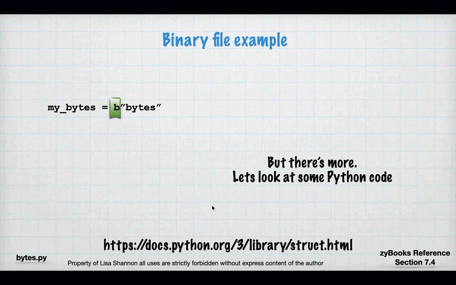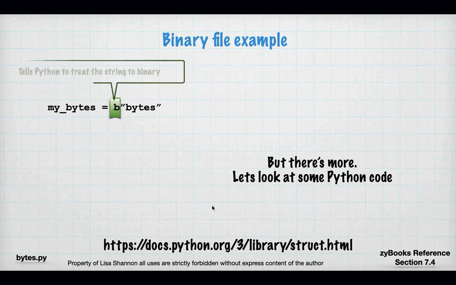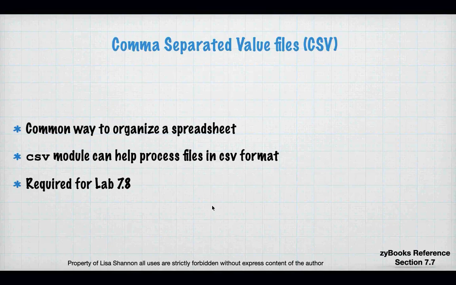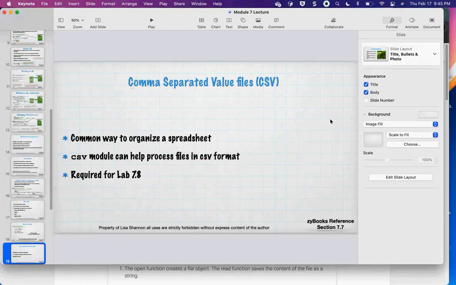First of all, there's the B moniker, basically. And it says, treat this as a string of bytes and not as a string of characters, because the bytes are the ones and the zeros. And then it's going to print my bytes, and you can get the type of my bytes, and that will be of type binary. But there's a lot more you can do.